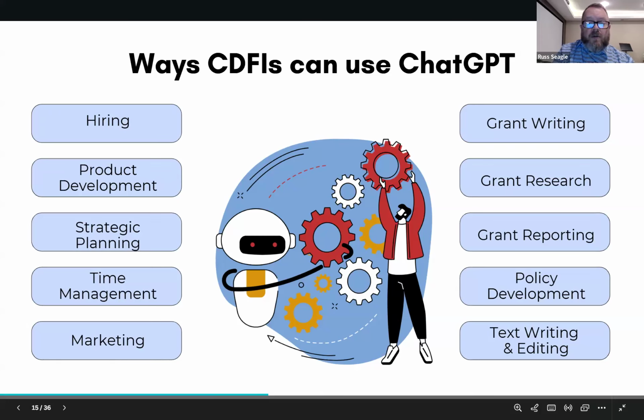It's also going to help you improve your grant reporting. When you're sending in those grant reports, are we giving them everything they want? Did we use the money the way we were supposed to use it? Are there any gaps there?